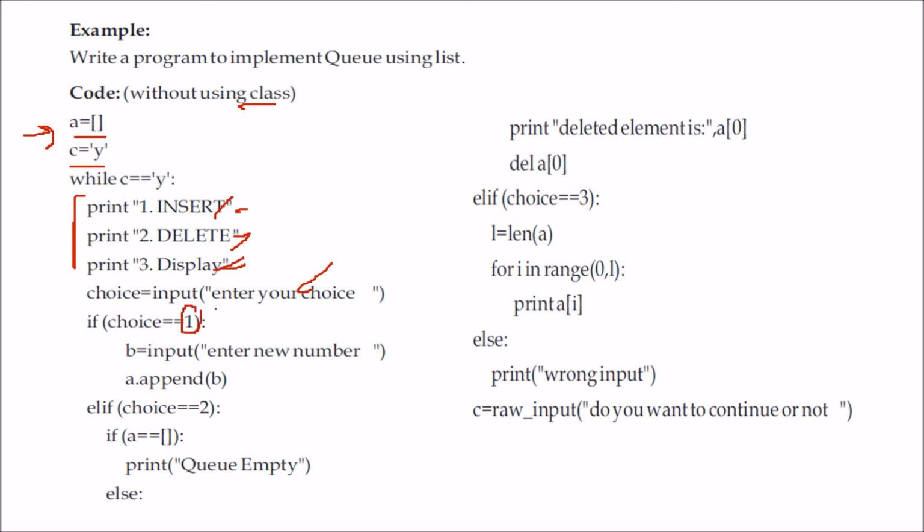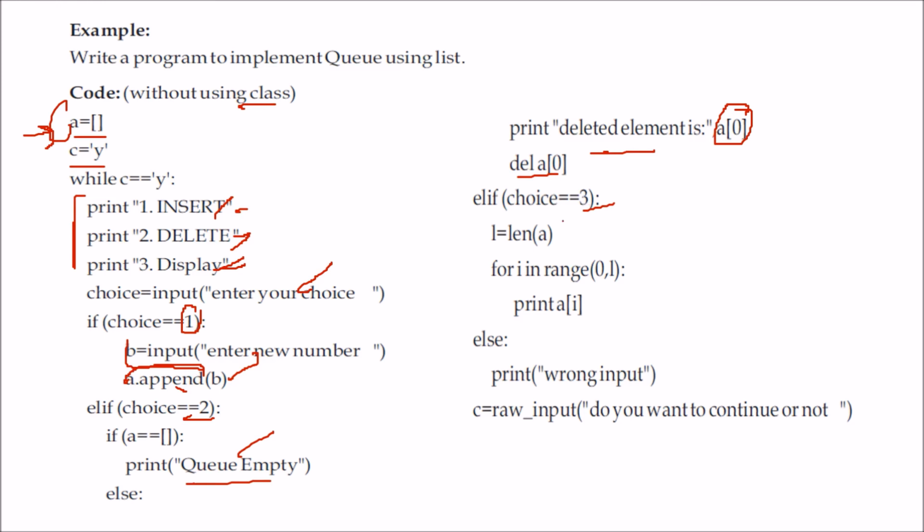If choice is 1, a new value will be appended. So a dot append b. So this b will be appended to this a. If choice is 2, first you will check whether a is empty or not. If it is empty, we say queue is empty. Otherwise, you delete the item a[0]. You just have to say del a[0].